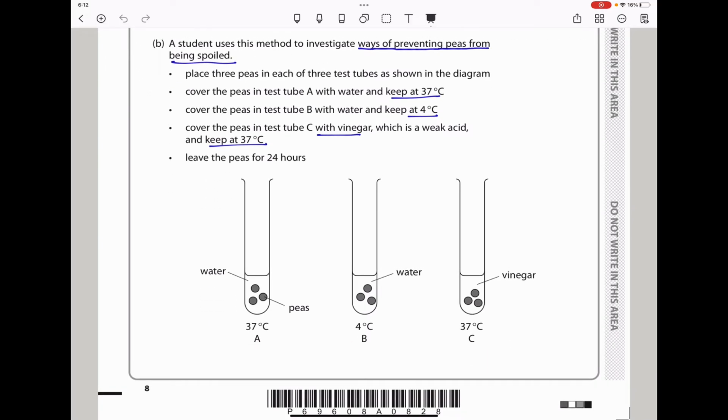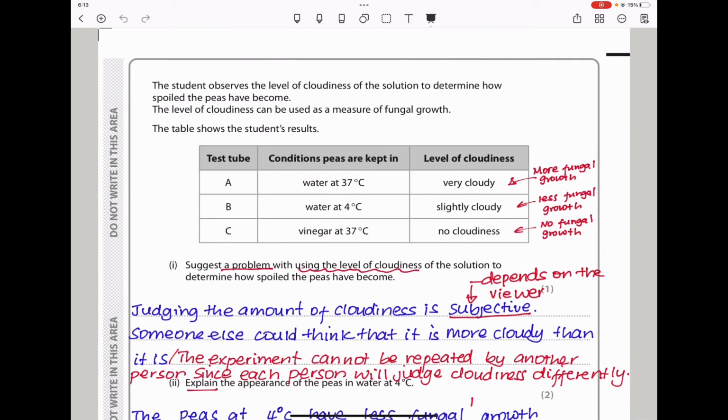So from this observation, we can expect that in water at 37 degrees, we're going to find the highest growth of fungus. And then at 4 degrees, there will be little growth. And in vinegar, we expect no growth because it's acidic conditions, and these acidic conditions will alter the pH, preventing the enzymes from being activated or from working properly. So maybe they could be denatured. So let's see the questions.